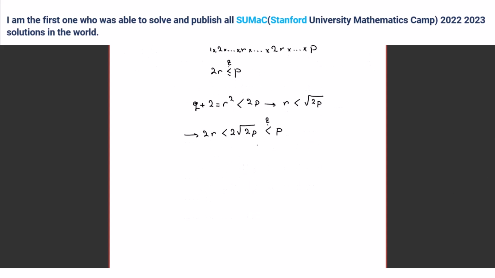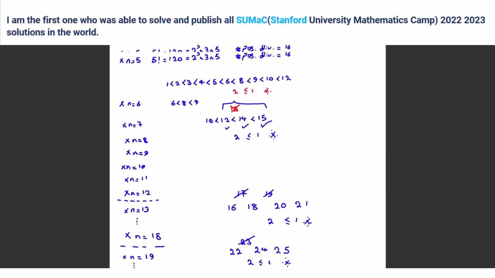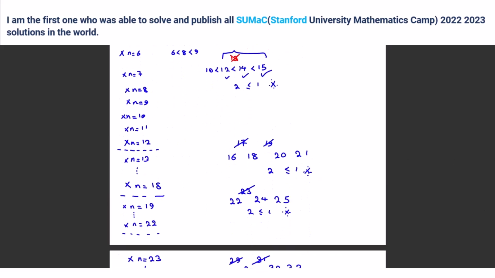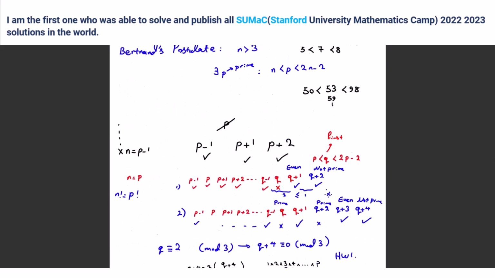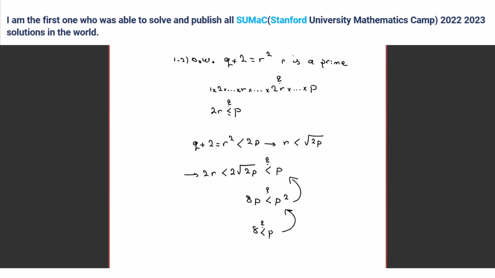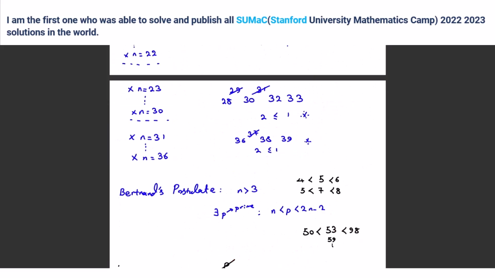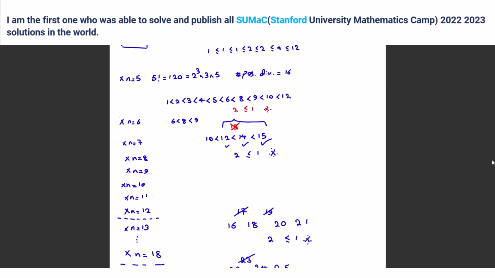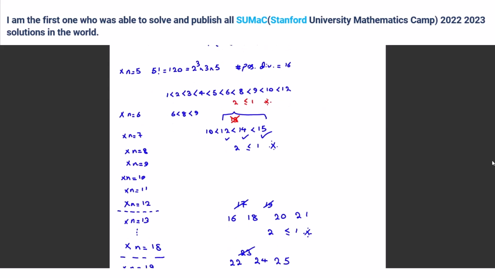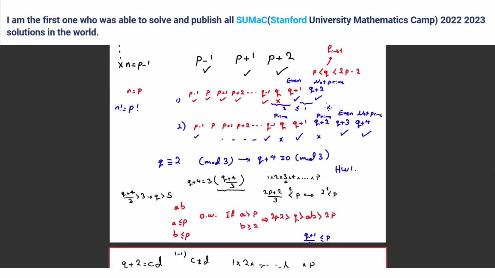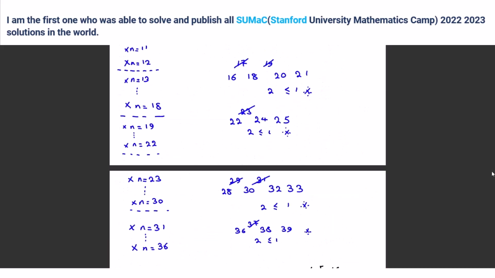Why is it correct? I squared it, and then P squared minus 8P is greater than 0, so P is greater than 8. So at first, try to check all the P's that are less than or equal to 7, okay? Check all of those, and then write this. That would complete the proof.